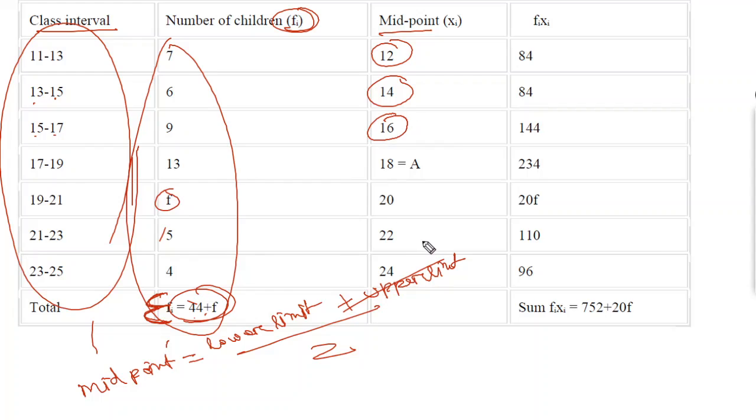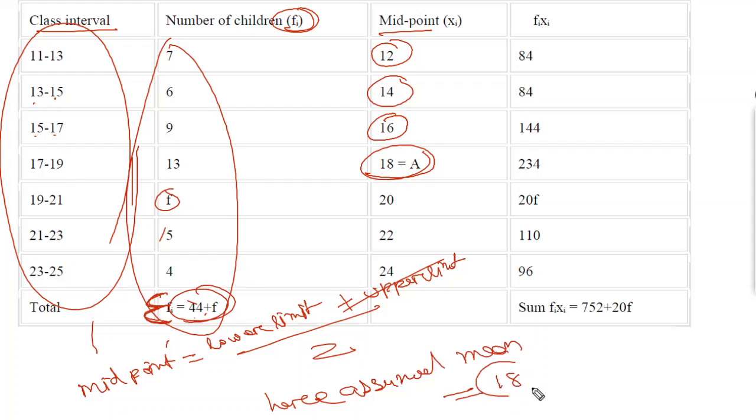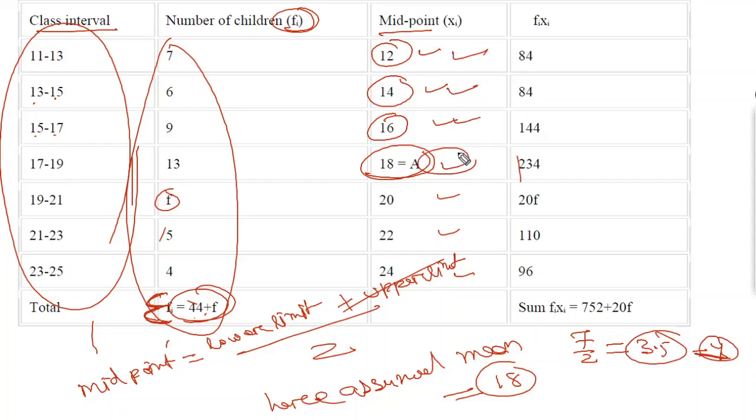Now after finding all the midpoints, we have to take an assumed mean. Please write it here. Assumed mean equal to 18. Okay, why do we take assumed mean equal to 18? Here we have 1 2 3 4 5 6 7, so 7 observations. So 7 divided by 2 is equal to what? 3.5. So the next whole number is 4. Therefore we have taken the first, second, third, fourth number, this 18, as the assumed mean. So you can write assumed mean equal to 18. You have to assume it.